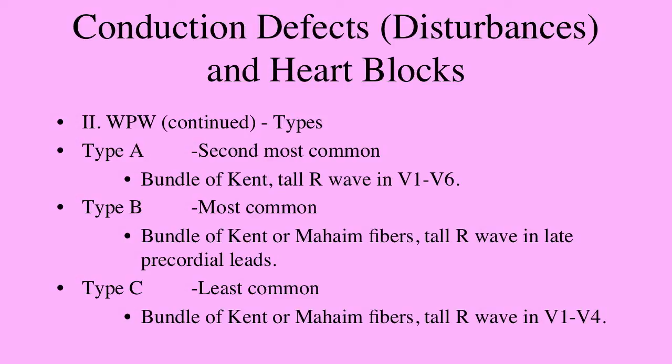Type C is the least common. This is where, again, the bundle of Kent or Mahaim fibers are used. There's a tall R wave in V1 through V4, so that's unusual to have that situation, but it's the least common type of WPW.